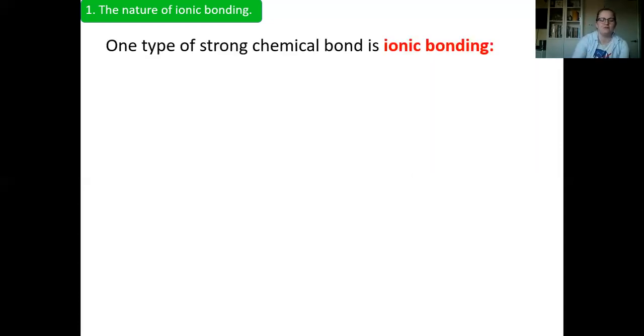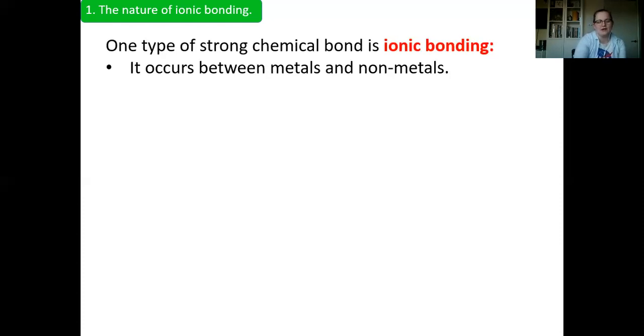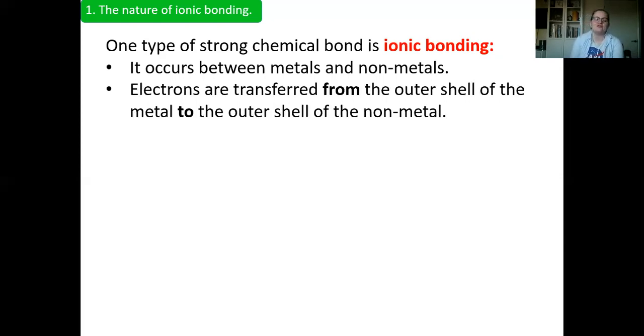So one type of really strong chemical bonding is ionic bonding. Ionic bonding, you should remember from GCSE, occurs between metals and non-metals. And electrons are transferred from the outer shell of the metal to the outer shell of the non-metal. So that's really important to remember, that we're transferring electrons from the metal to the non-metal and just on the outer shell. If we're looking at alkali metals and halogens, for example, we would be losing an electron from an alkali metal and gaining it on the halogen to make them both have full outer electron shells.